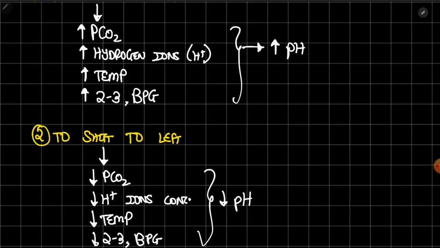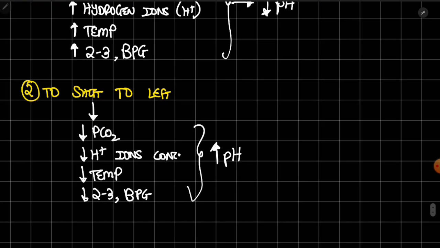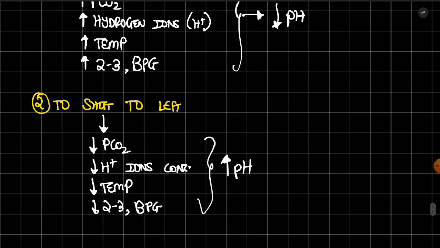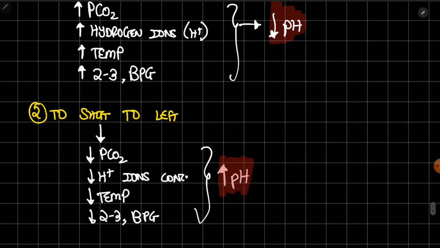So basically, sorry, it is an increase in pH, basically a basic environment, on the left. So basically the pH can go up to 7.6 or 7.7, 7.6 to be more specific. So here it is a basic condition, so an increase in pH. In the shift to right, a decrease in pH as an acidic condition. Let me just highlight it: a decrease in pH and an increase in pH here.